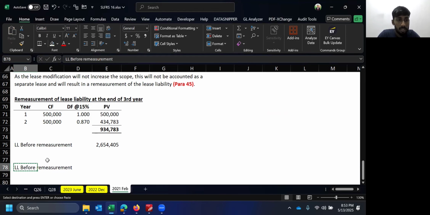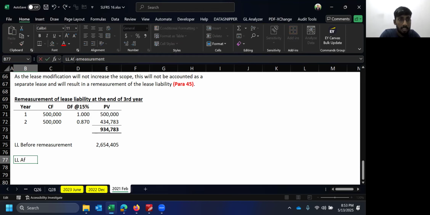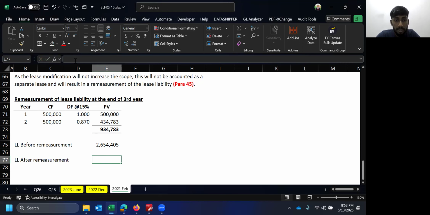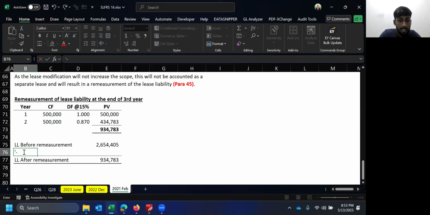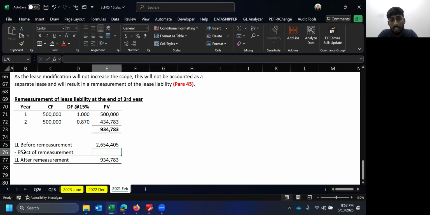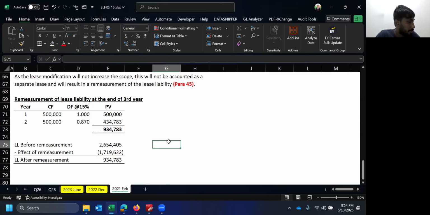Then I have lease liability after remeasurement. So the lease liability has reduced. Then now we can take the effect of remeasurement. How much is it? Effect of remeasurement. I have got 1.7 million.